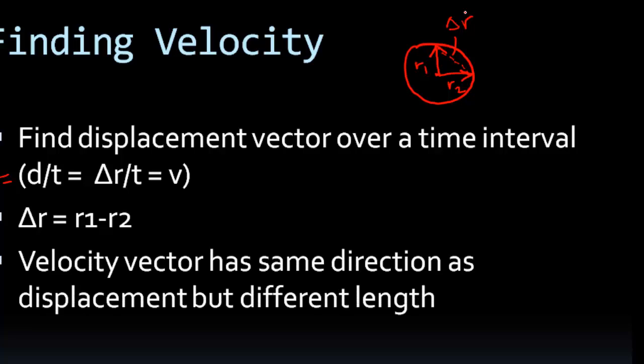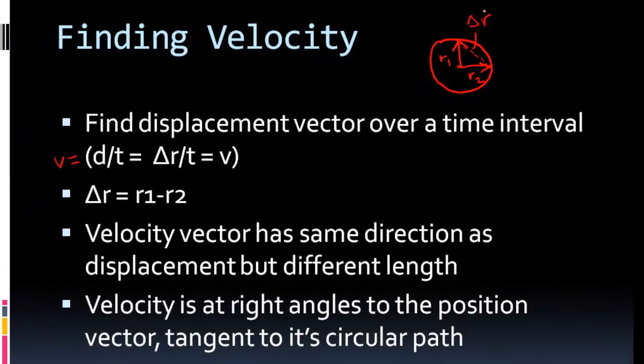Okay, and then we can also put a velocity vector onto this drawing. The velocity vector has the same direction as displacement, but a different length. Okay, and we're going to draw that in a second. Let's get a little bit more information. The velocity is also at right angles to the position vector. So this means that it is tangent to its circular path.